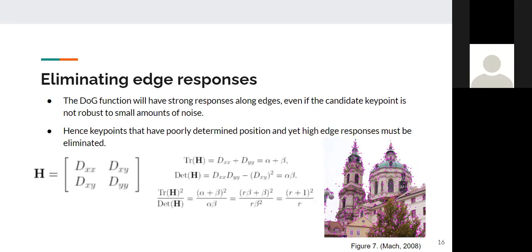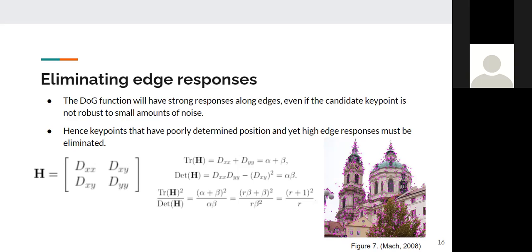Final step is eliminating edge responses. The difference of Gaussian function will have strong responses along the edges, even if the candidate key point is not robust to small amounts of noise. Hence, the key points that have poorly determined position and yet high edge responses must be eliminated.